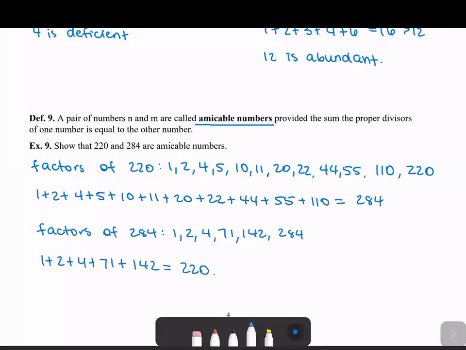So this is just another way to relate special types of numbers and proper divisors. Okay, so that's all that I had to say about primes and composites over the things in section 5.2. And so that's all for this video.